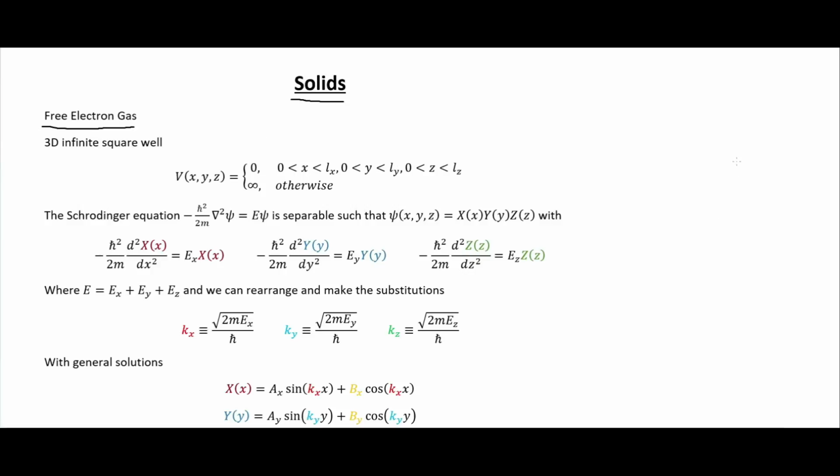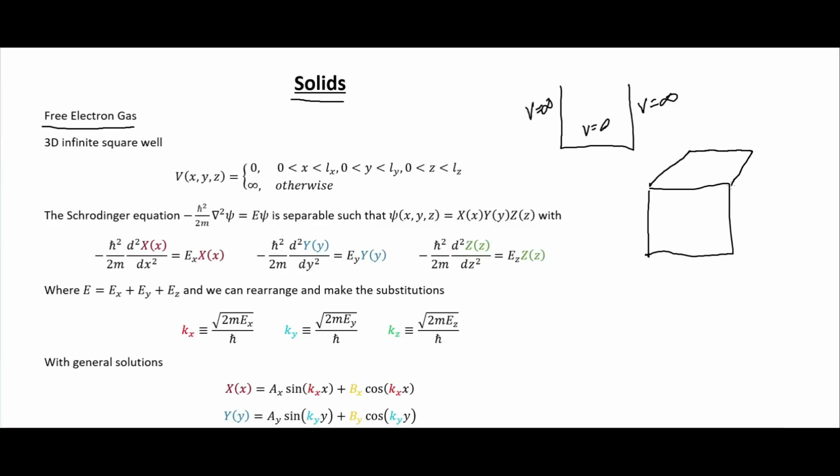We can think about this as like a three-dimensional infinite square well. Remember, our infinite square well looked like this, where on the outside the potential was equal to infinity, and on the inside the potential was equal to zero. But now, instead of one dimension, we're going to be doing it in three dimensions, so you can think of maybe like a cube. Everything inside the cube is V equals 0, and everything outside the cube is V equals infinity.